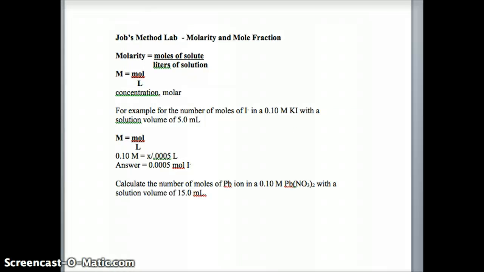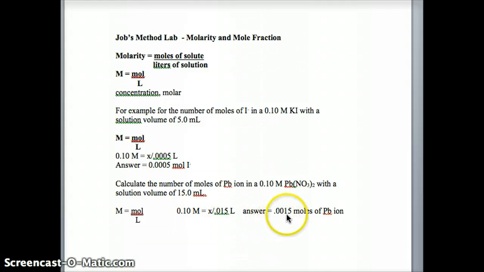Calculating the number of moles of lead would be very similar to what we did before. To calculate the moles of lead ion in 0.10 molar lead(II) nitrate with a solution volume of 15 milliliters, once again you're using your molarity equation. You plug in your molarity, moles is your X, and you have to convert milliliters to liters. So again, dividing by 1,000 gives you 0.015 liters. Once you multiply them, your answer should be 0.0015 moles of the lead ion.